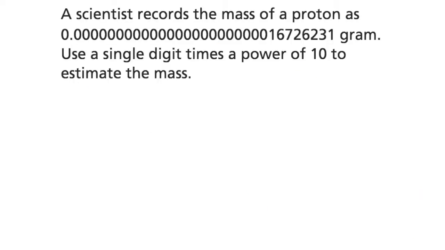Scientists record the mass of a proton as this many grams. And we want to use a single digit times a power of 10 to estimate the mass. So we want a number times 10 with an exponent. Your calculator can do this for you, but you need to very carefully count the number of zeros. If you do not have your calculator with you, then you need to move your decimal.